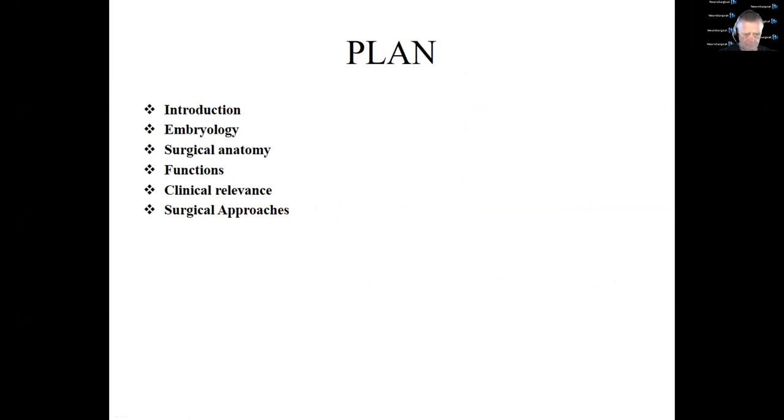So we are going to follow a plan, including a brief introduction on the medulla oblongata. We're going to talk about the embryology. We're going to talk about the surgical anatomy. We're going to talk about the functions of the medulla oblongata to see a little bit on which organ we are engaging during the surgical procedures. We're going to talk about the clinical relevance of studying the surgical anatomy of the medulla oblongata, and then we're going to see some surgical approaches.